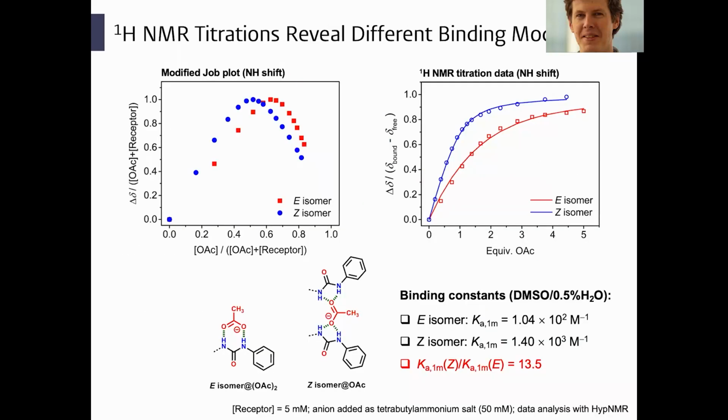We studied binding properties by NMR titrations, and already when doing Job plot analyses, you see very distinct binding modes. So you see that for the E isomer, you get 2-to-1 binding. So one anion can bind to either urea on the molecule. While in the Z isomer, the anion can bind between the two binding motifs. And this leads to much stronger binding to the Z isomer than to the E isomer.